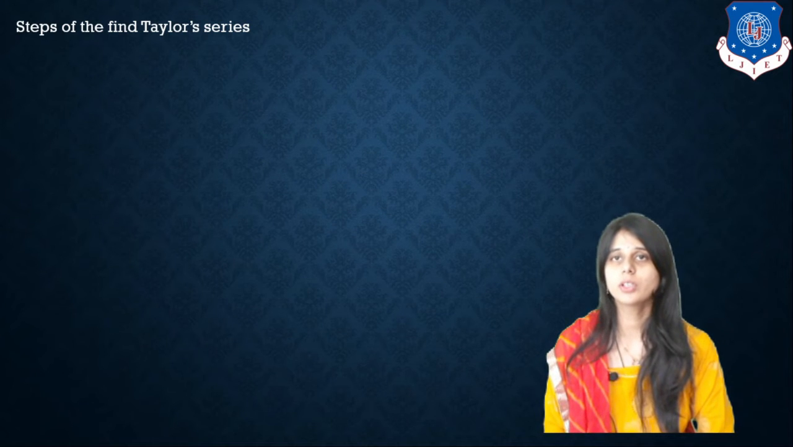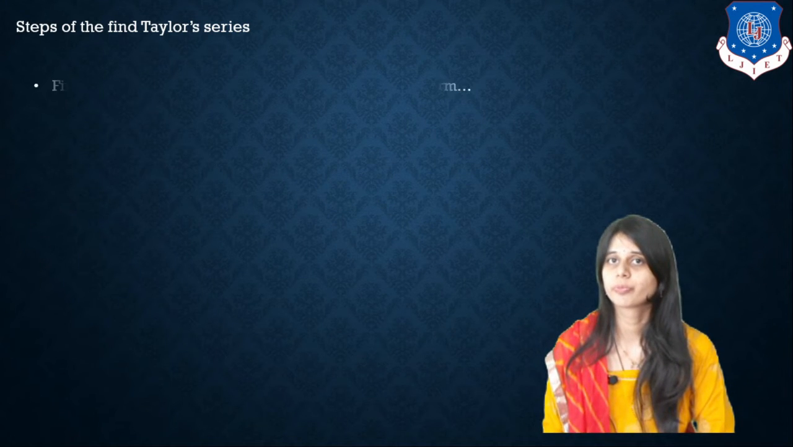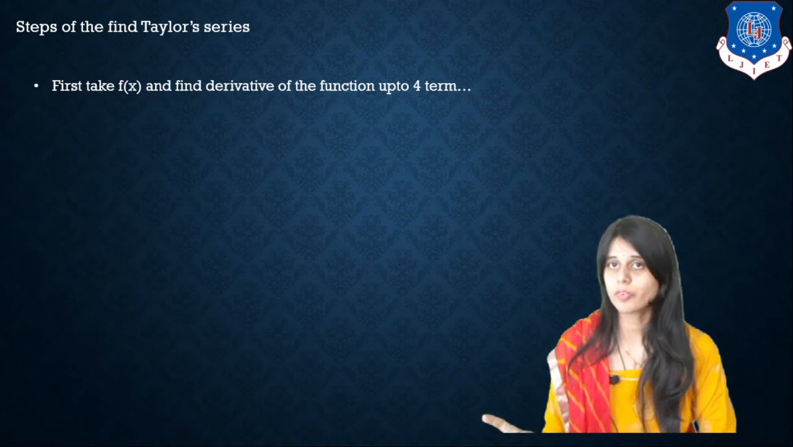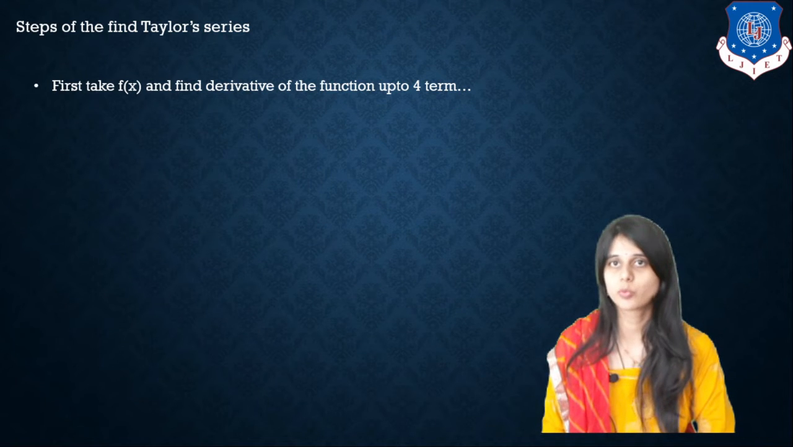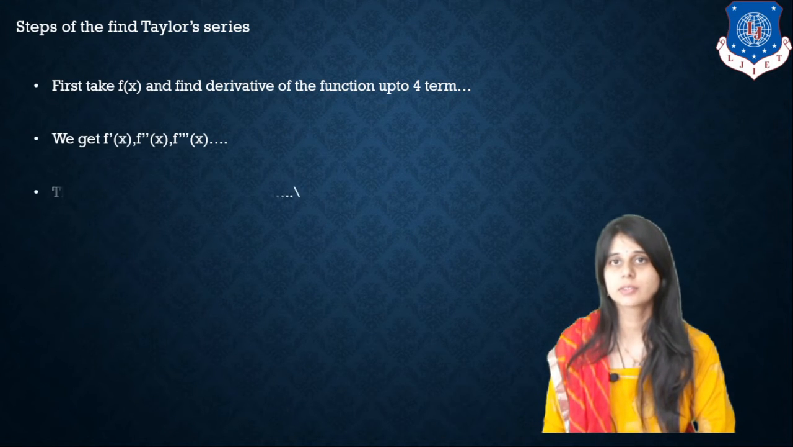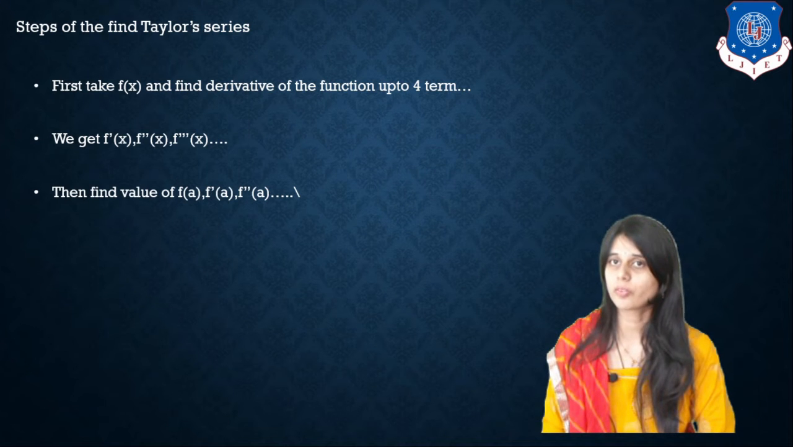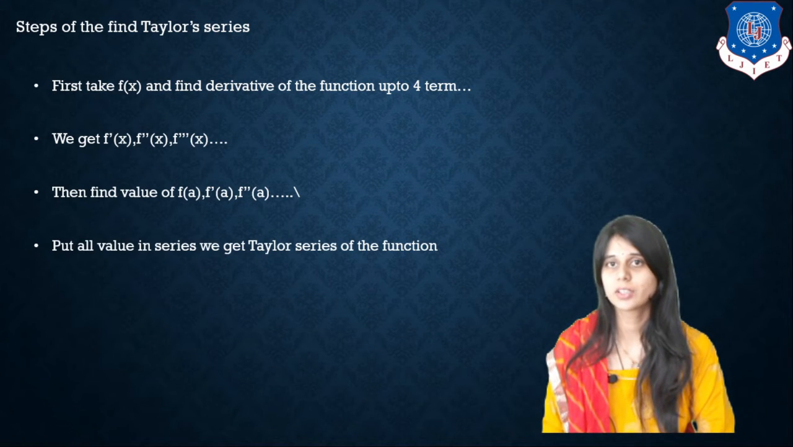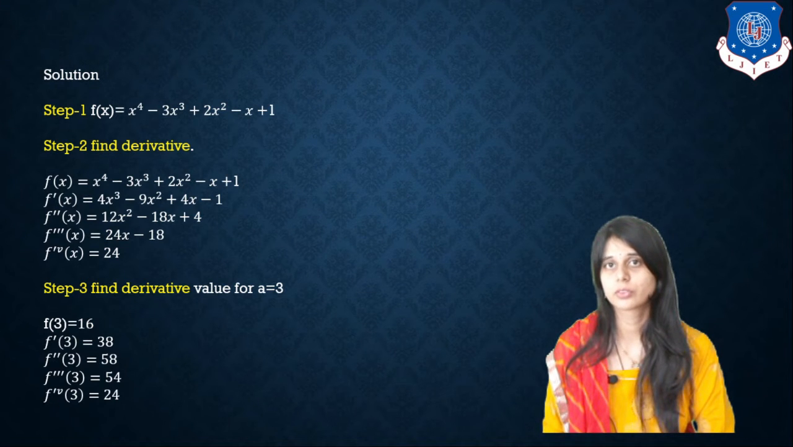Now the steps of the Taylor series. First, take f of x and find the derivative of the function up to 4 terms. We get f dash, f double dash, f triple dash. Then find the values of f of a, f dash a, f double dash a, and put all the values in the series. We get the Taylor series for the function.